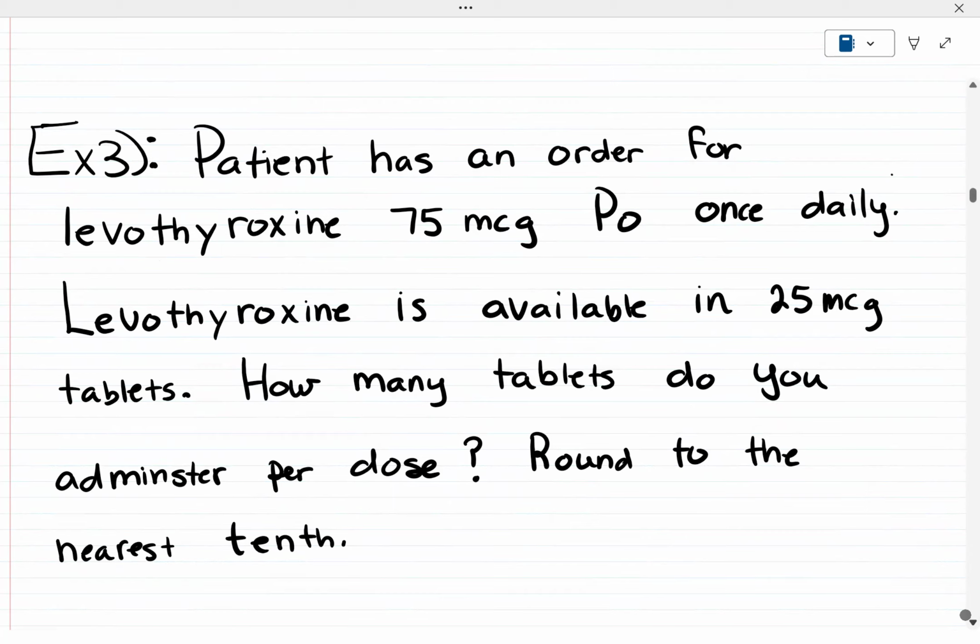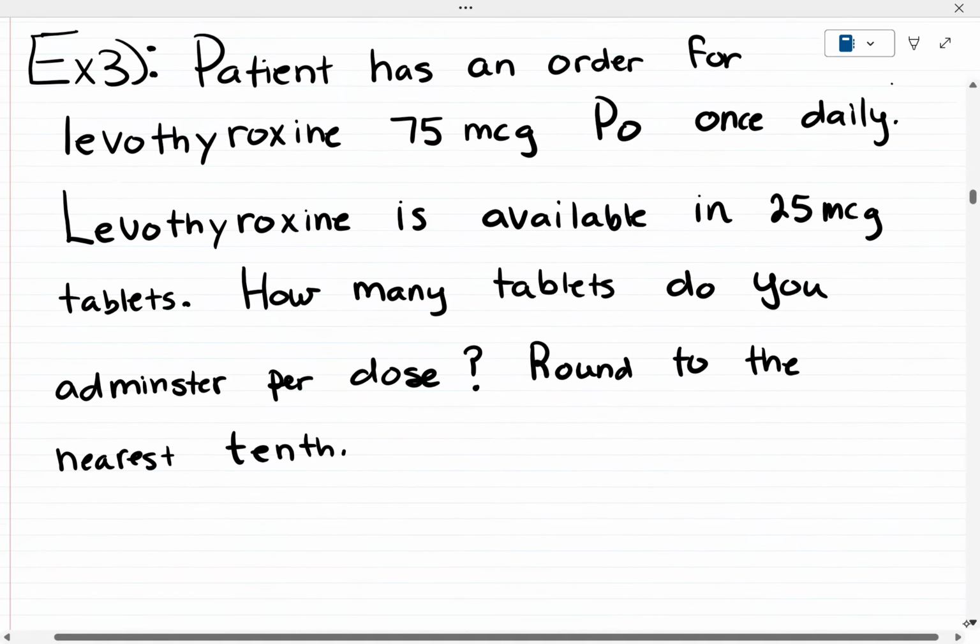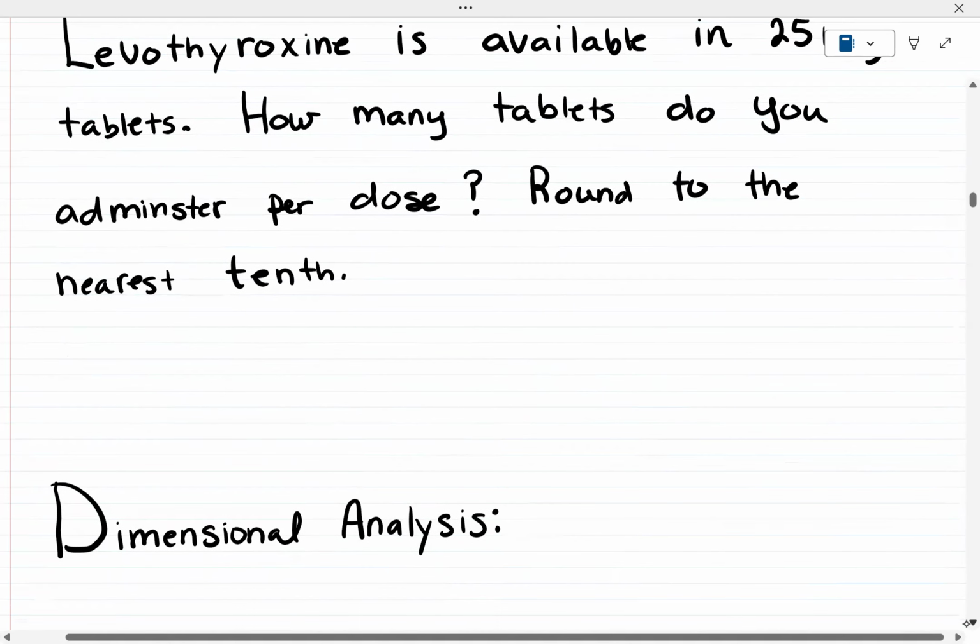Levothyroxine is available in 25 mcg tablets. How many tablets do you administer per dose? Round to the nearest tenth. The first thing I'm going to check is whether we have to do an extra conversion. I don't think so, because we were given 75 mcg and our availability was 25 mcg. They're the same units, so we don't have to do an extra unit conversion.